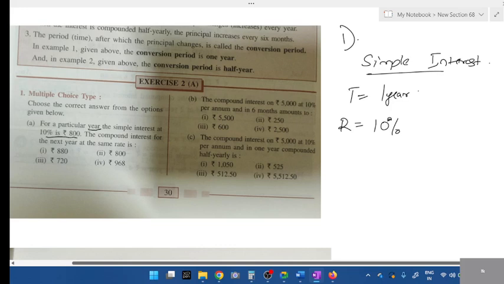800. What is this 800, students? How will you read this? For a particular year, simple interest at 10% rate. What is this 800? What are they talking about? Interest is how much? Interest is equal to.